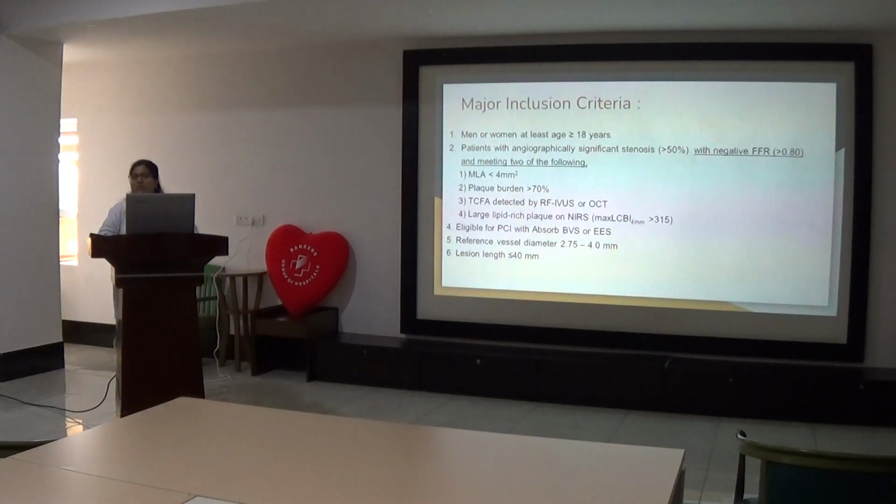So BVS is a bioresorbable vascular scaffold which was used at the start of the study. It was made by Abbott. Later on in the study it was stopped, so it was switched to everolimus eluting stent. This was the inclusion criteria.